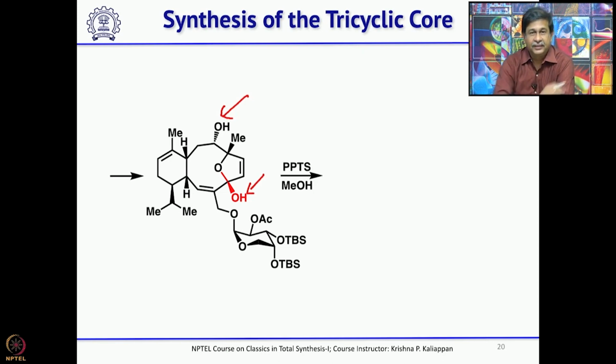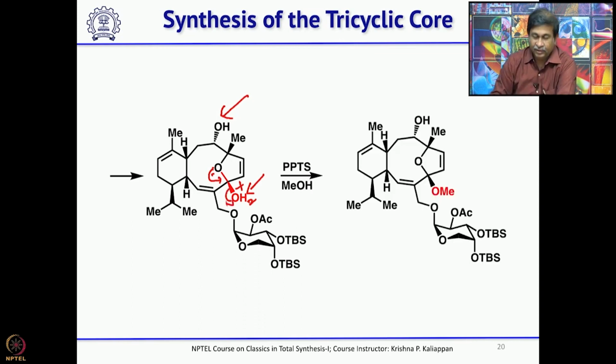First you treat this with PPTS in methanol. So, with PPTS methanol, what happens is this makes this hydroxyl a leaving group and then the lone pair comes and this breaks. That oxonium ion was attacked by methanol to form the methoxy. Okay. So, now the methoxy group is introduced, the sugar unit is introduced, only the thing left is the attachment of the side chain in the northern hemisphere.